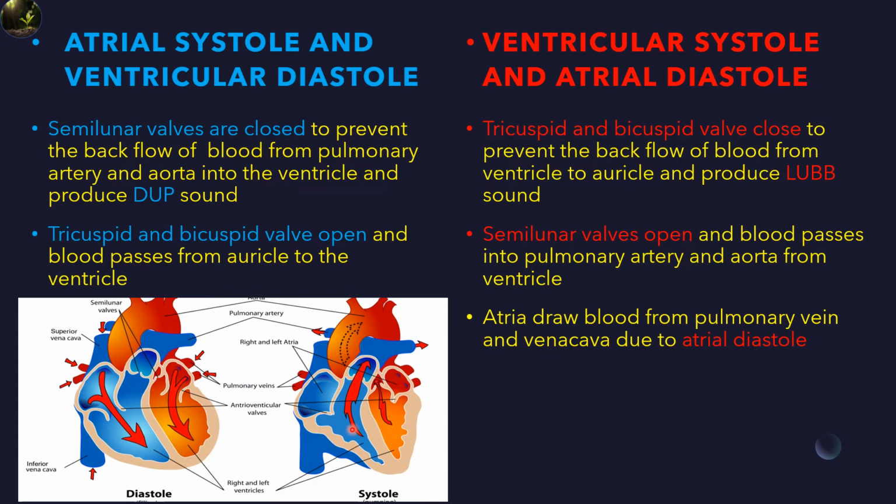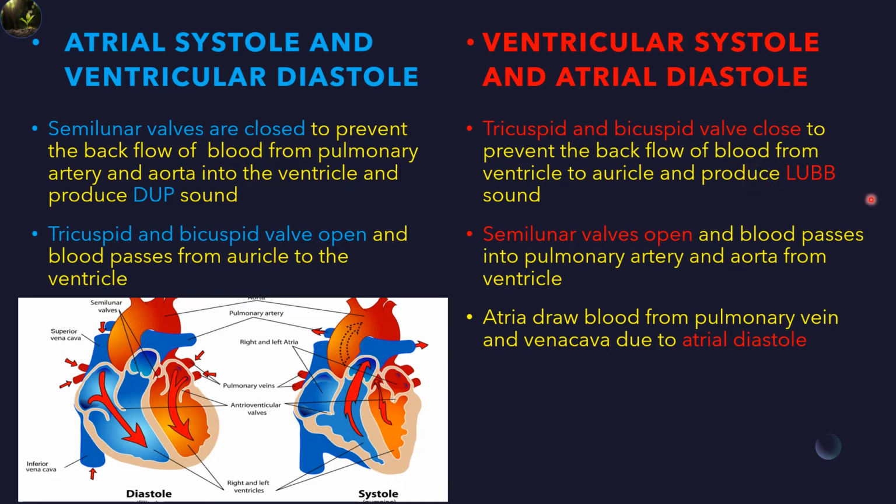Then what is happening here? One type of valve will close, that is, the tricuspid and bicuspid valves will close. Why will this close? To prevent the backflow of blood from the ventricle to the auricle. That's why, because of the closing of the bicuspid and tricuspid valves, a sound is produced.